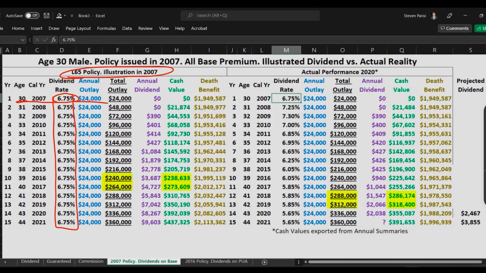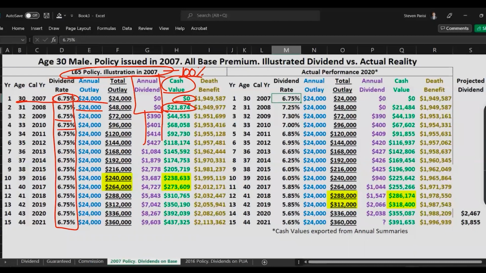Unless you make changes, we'll assume the company's present dividend rate just remains the same forever. So what we've got here: first 2 years, no dividends. First year cash value, because this is a 100% base premium policy, nothing to show for it in cash value. Second year, he pays in $24K. He's got about $22,000.